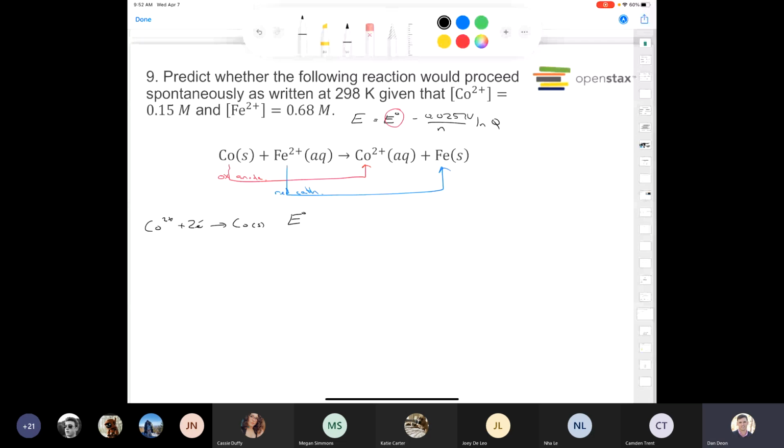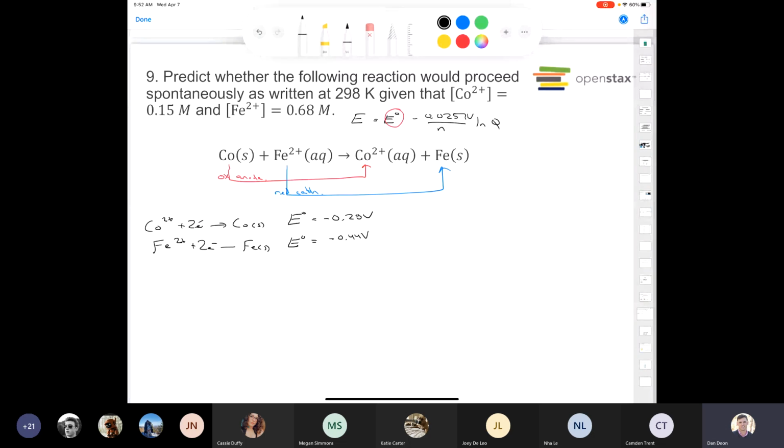The standard reduction potential is negative 0.28 volts. The standard reduction potential of iron 2 plus 2 electrons to give you solid iron is negative 0.44 volts.